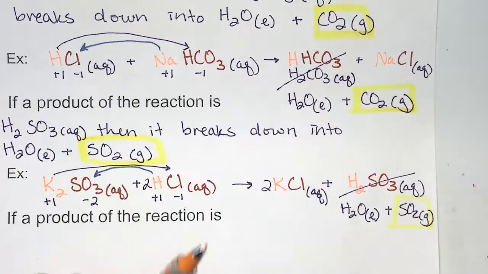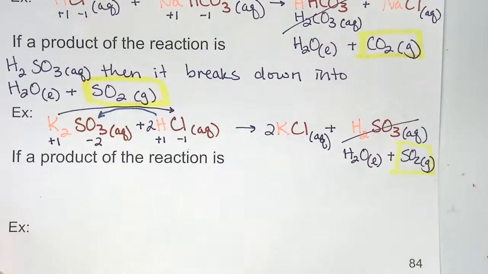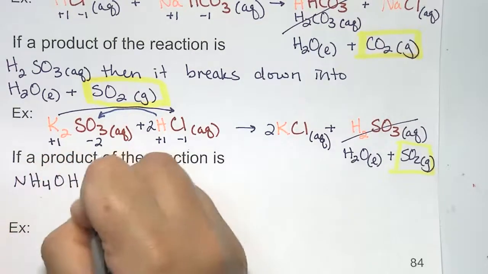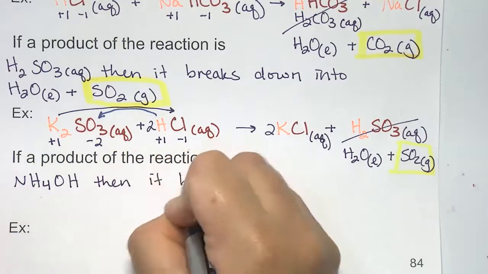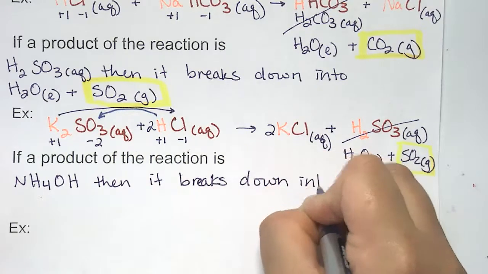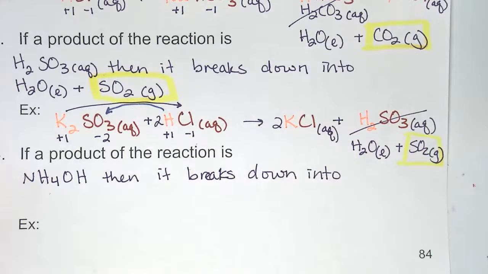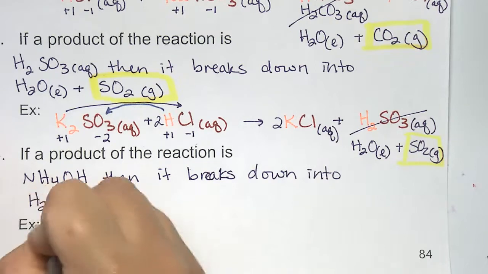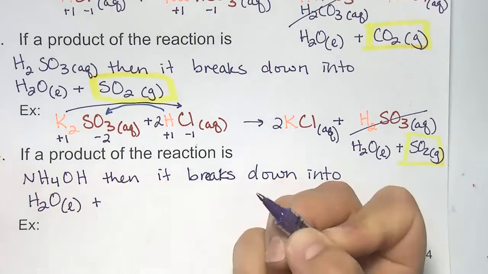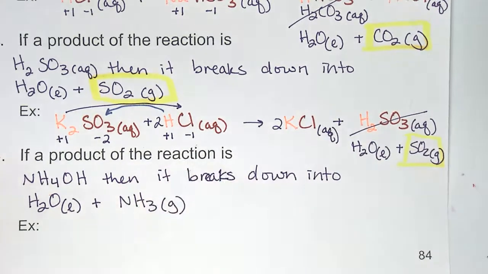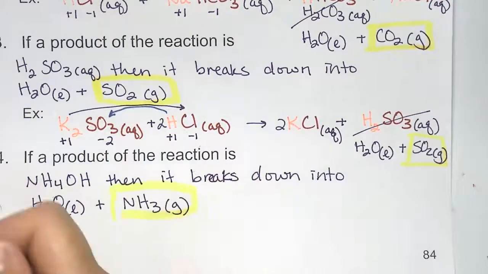Okay, one more. I think you can guess what the products are going to be once we say it. Okay, if a product of the reaction is NH4OH, then it breaks down. Chloe, what did you think it will break down into? Good. H2O and excellent. Ammonia gas. Nailed it. Perfect. Okay, let's do an example.